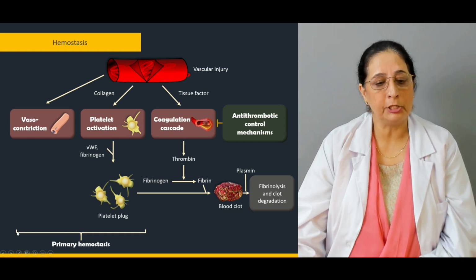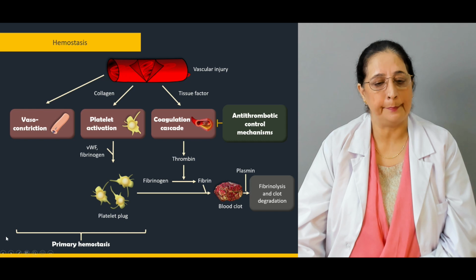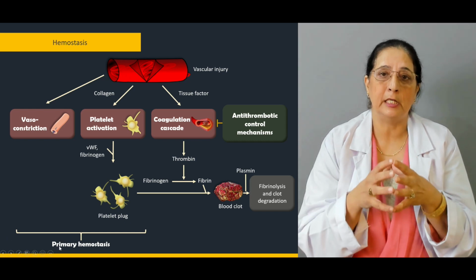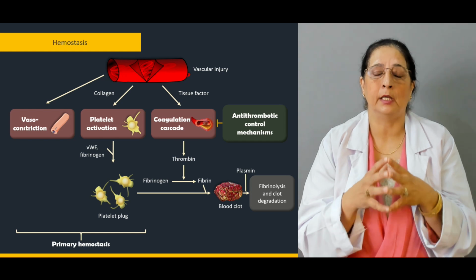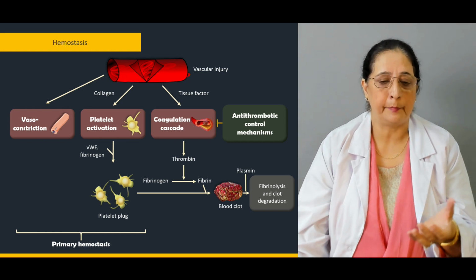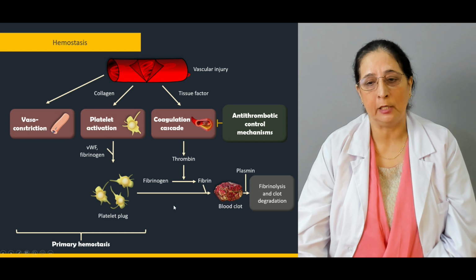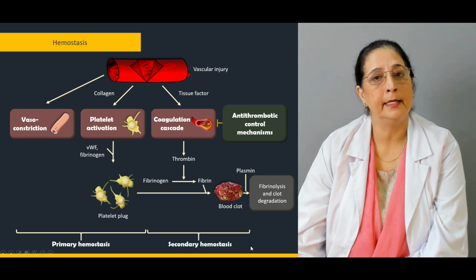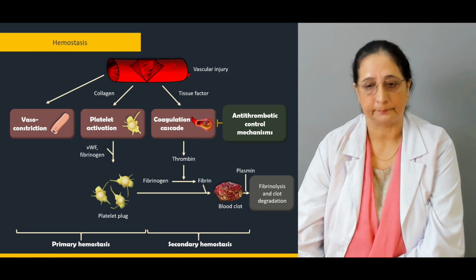And as I mentioned, this phase is the primary hemostasis, the first step for the control of the blood loss. This is primary hemostasis, and the coagulation cascade, that's the secondary hemostasis.